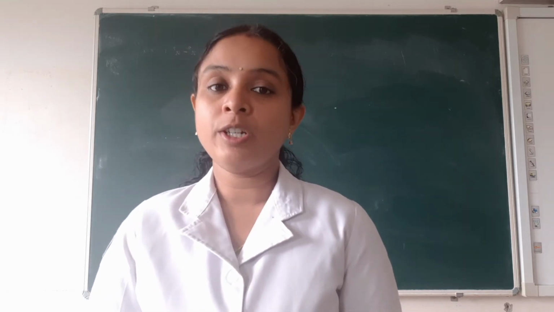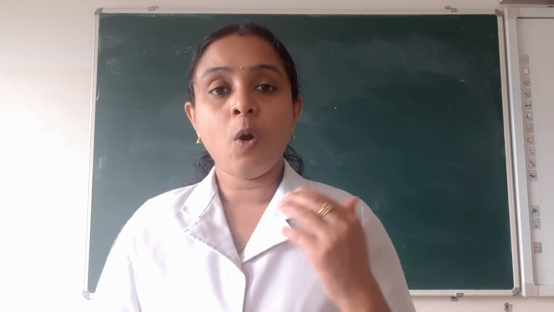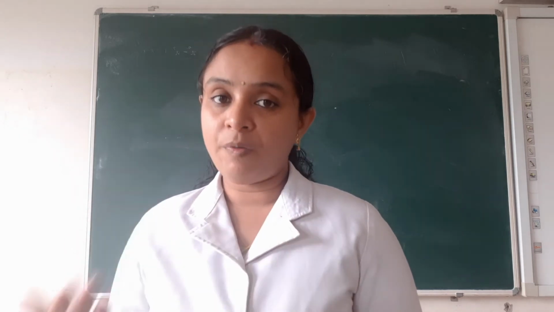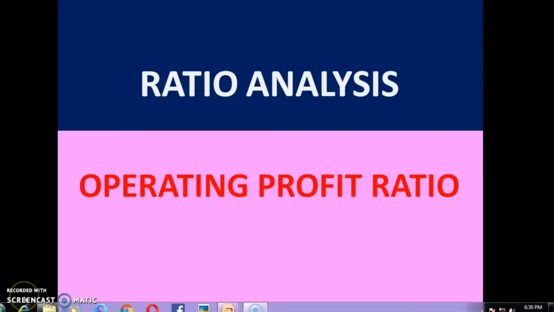Children, today we are going to discuss about the ratio, that is operating profit ratio. In our earlier class we have discussed operating ratio. Do you know what is the difference between operating ratio and operating profit ratio? They are complementary to each other. When we add operating ratio with operating profit ratio, the result is 100. Let us know more about the operating profit ratio now.